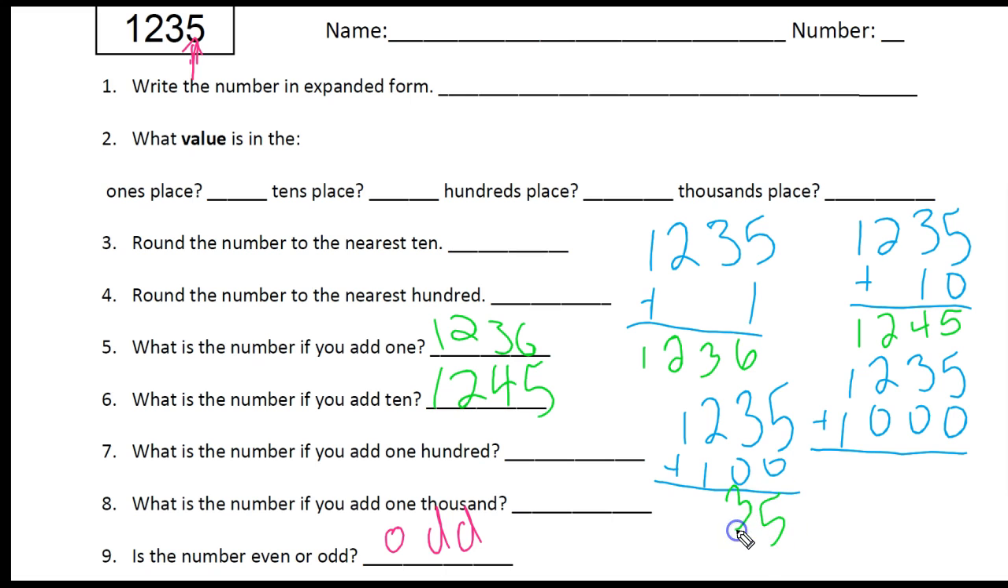If I add 100, 5 plus 0 is 5. 3 plus 0 is 3. What's 2 plus 1? 3. Good. 1 plus 0 is 1. So if I add 100, I get 1,335. And if I add 1,000, obviously, 5 plus 0 is 5. 3 plus 0 is 3. 2 plus 0 is 2. 1 plus 1 is 2. If I add 1,000, I get 2,235. And we said that the number was odd.